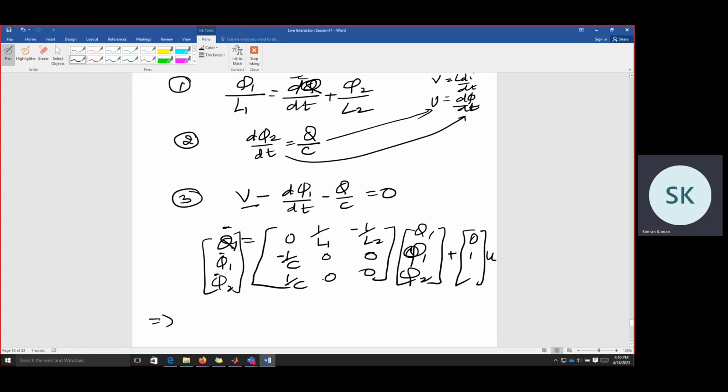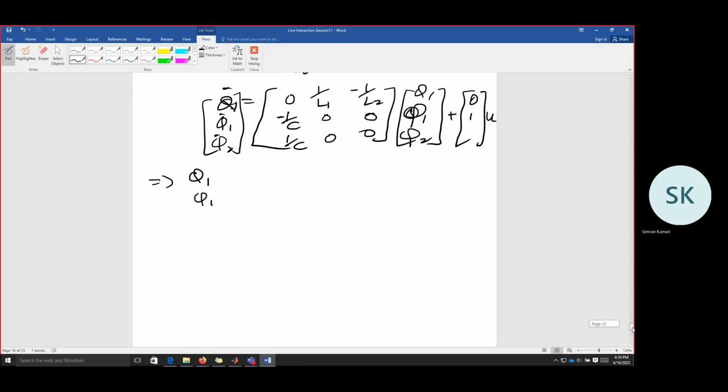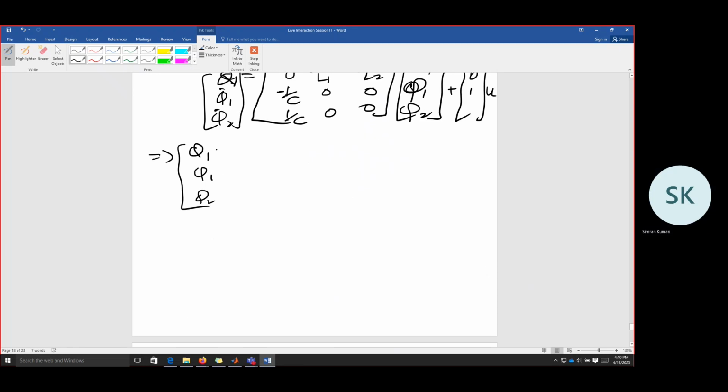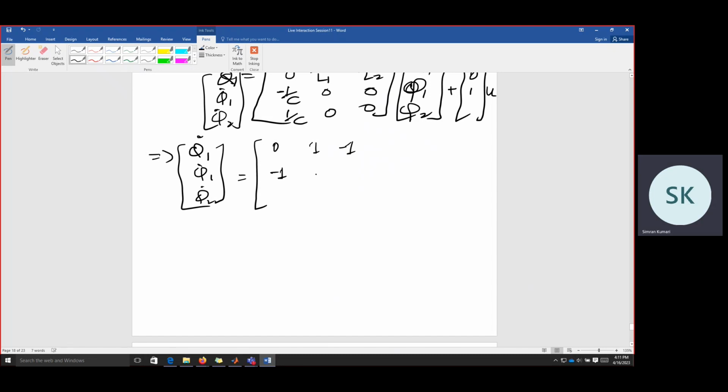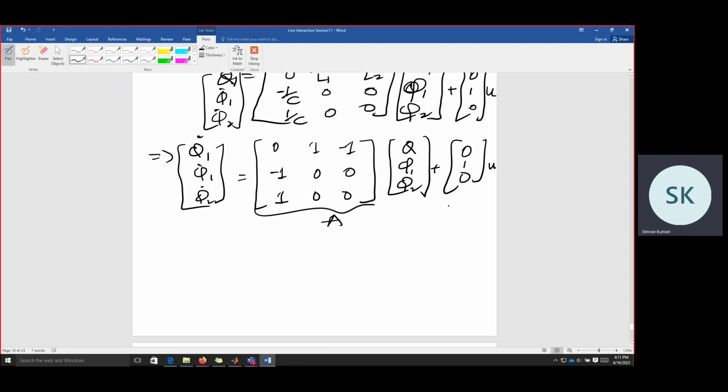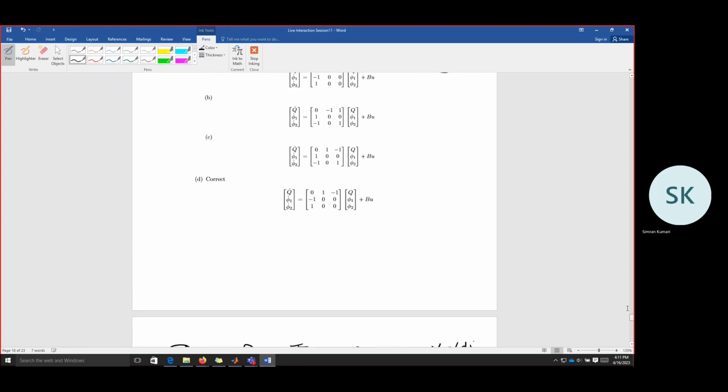Now we know the value of L1, L2, and C is 1. So we have q1, φ1, and φ2 dot is equal to 0, 1, minus 1, minus 1, 0, 0, 1, 0, 0, and then we have u with 0, 1, 0, 0. So this is the A matrix. This is the B matrix. We have x dot equal to Ax plus Bu. So we have found this out.